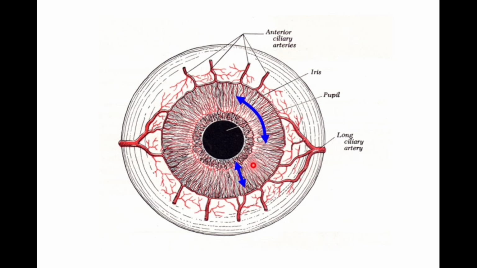The radial smooth muscle of the iris receives sympathetic innervation, and noradrenaline causes contraction of the muscle fiber, and therefore pharmacology of adrenoceptors applies to the radial muscle.